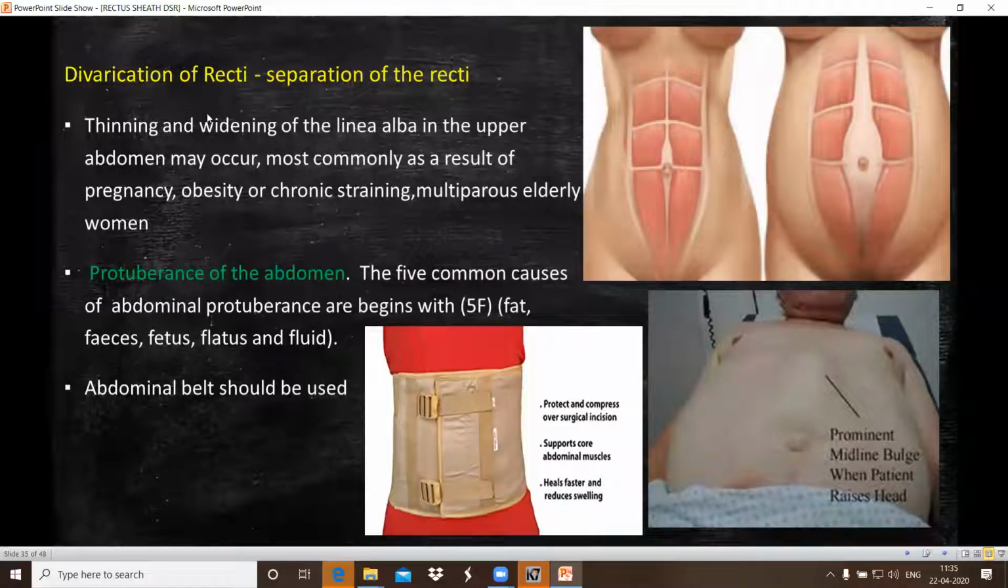So when does divarication of the recti occur? It occurs during pregnancy, obesity or in multiparous elderly women. So what are the possible causes? When the abdomen has fat, feces, fetus, flatus and fluid. At that time what will happen? Due to the straining, the two recti muscles become separated and the linea alba becomes thinned out and leads to a midline bulge. To prevent this, an abdominal belt is used.